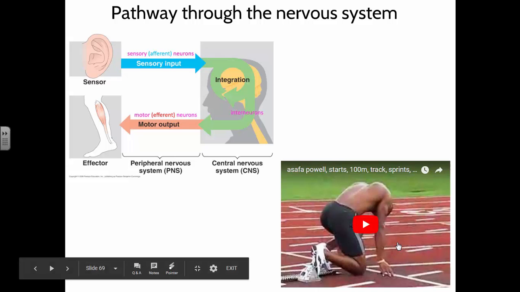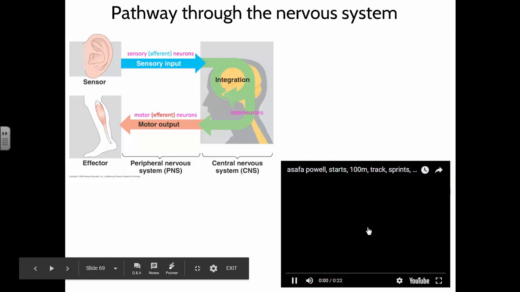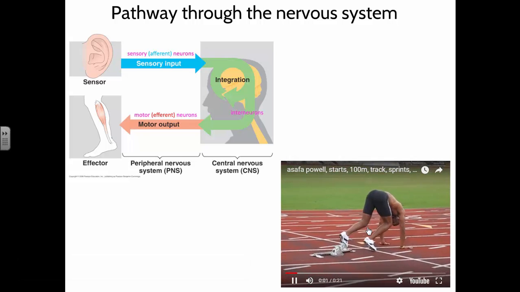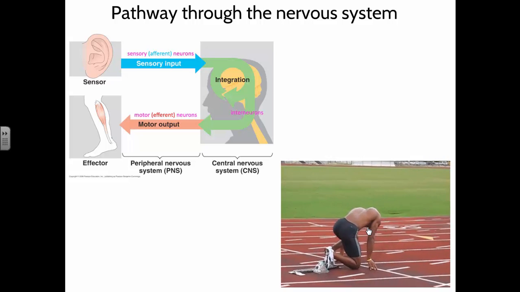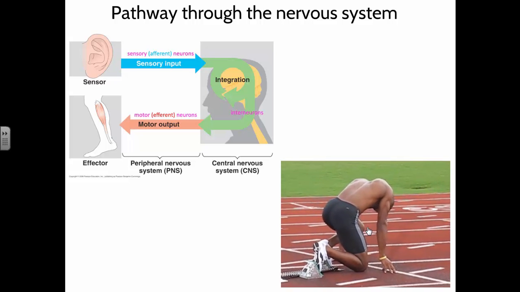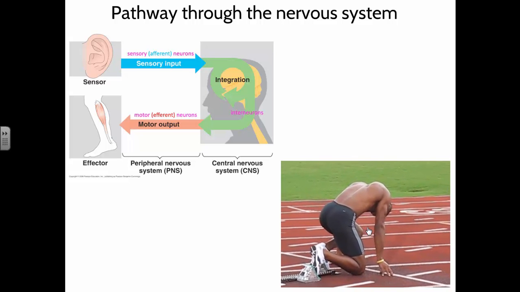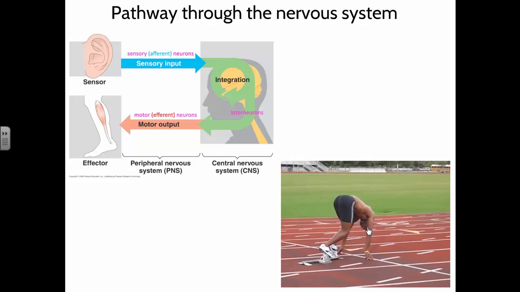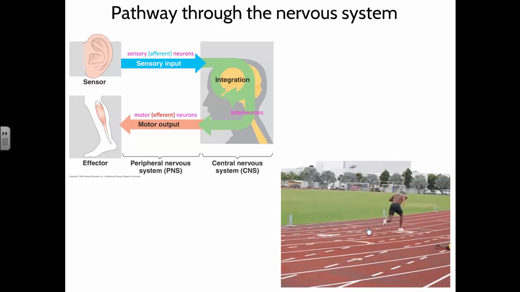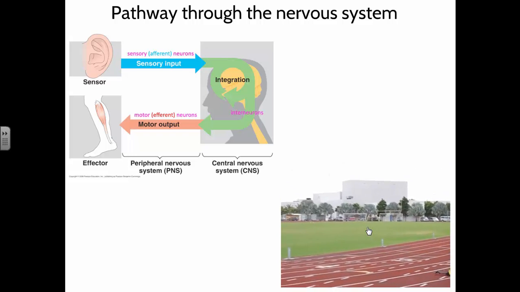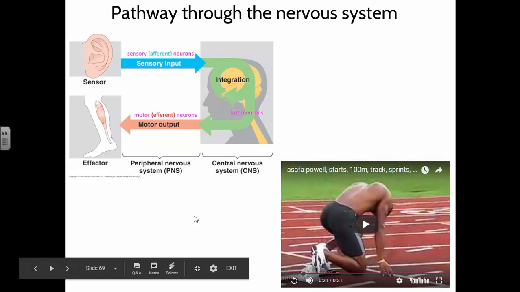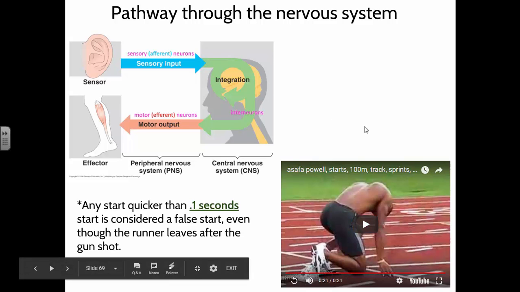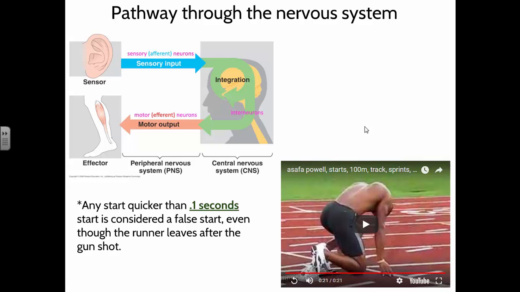So this is an example. Here, if you watch this little video clip, this is Asafa Powell, one of the fastest people in the world. He's a Jamaican runner. He might hold the world record, I don't know, for the 100-meter sprint. All right, so you hear the gun go off, and you hear him run. So in world track events, official events, obviously you can't start till the gun goes off.